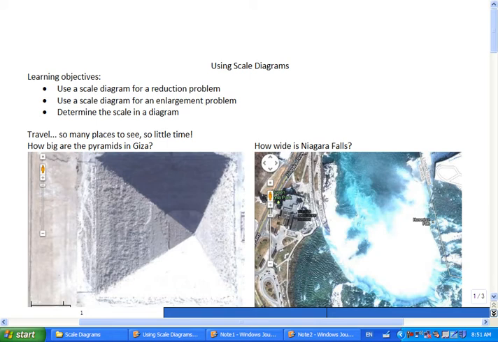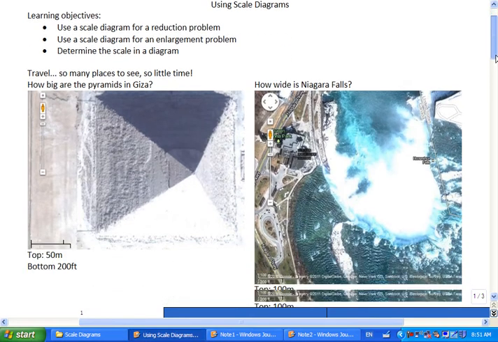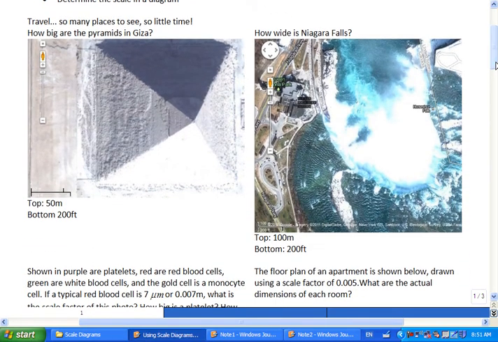figure out the scale of a diagram. So I'll show you an example with some maps I took from Google Earth. So, pyramids in Giza. I'm assuming everybody's heard of these. Okay, so it's hard to see, so I've expanded what the scale is.